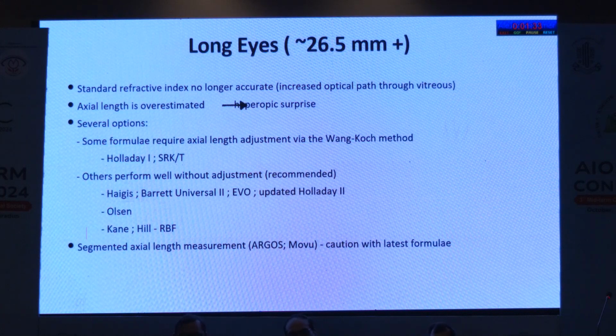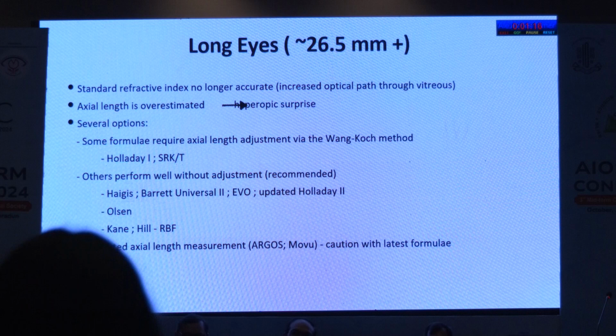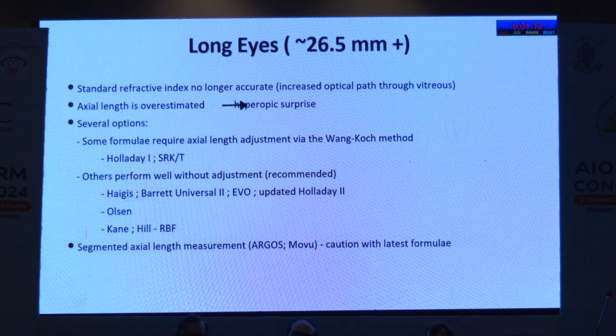So what is to be used in longer eyes? In longer eyes, the problem is overestimation of axial length. Initially, when we were using Holladay 1 and SRK 2 formula, there was the Wang-Koch method of adjustment which had come, but this is also not a very good adjustment, which nowadays we should avoid, and we should use Barrett's Universal 2, Hill RBF or Kane formula.